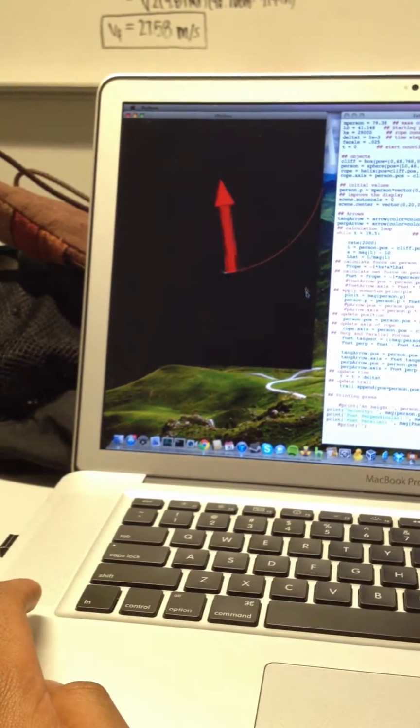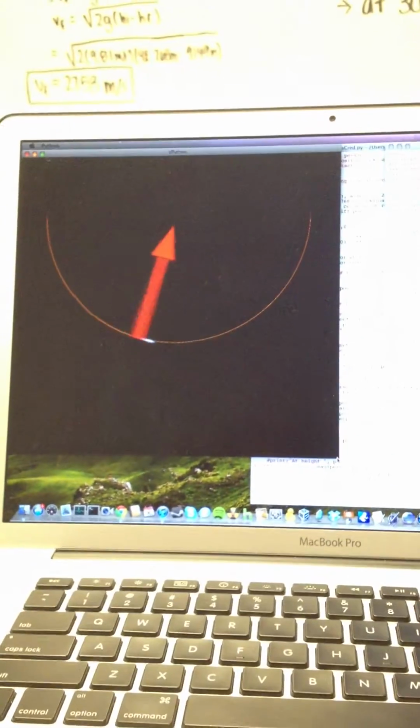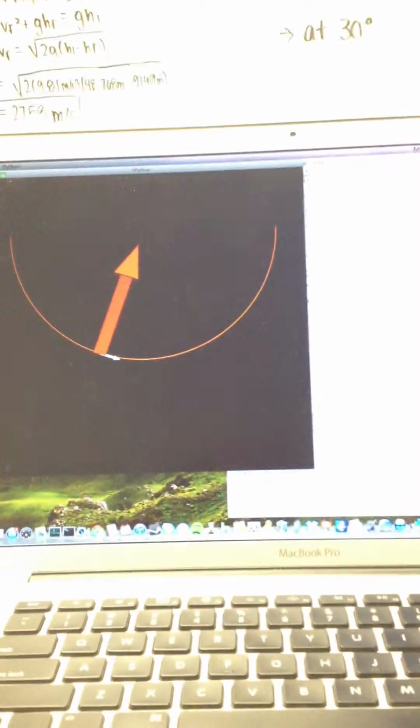Then we ran it to check if it works out well for approximately 30 degrees away from the vertical, and we found out that it does, and those are the arrows. And yeah, that's that, and it prints out 27.59 meters per second is what they got, and that's what we got for 30 degrees away from the vertical. Yeah, that's it.